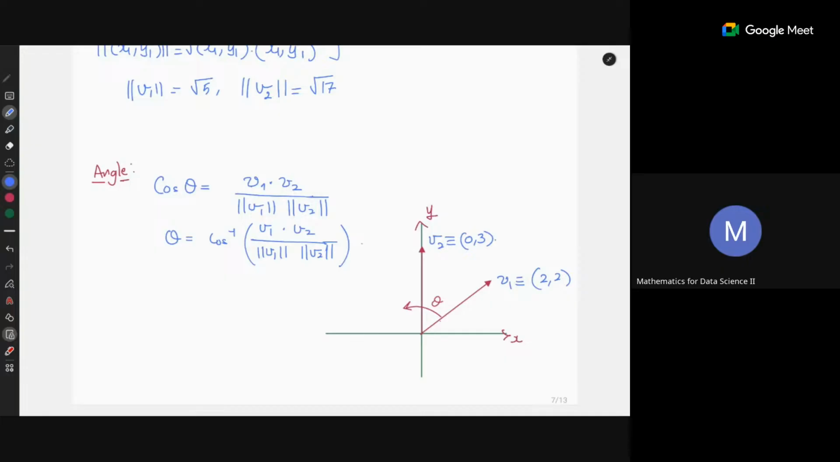The dot product is 6, divided by the norm, which is 4 plus 4, so it is 4 square root of 2, times square root of 2 times 9, which is again 3. So this will get cancelled out. So it is 1 over root 2, cos inverse theta. So this is 45 degrees. All right, good.